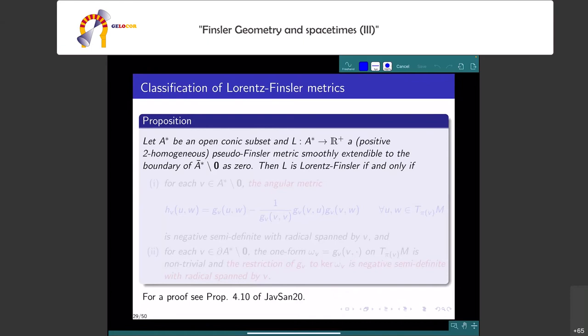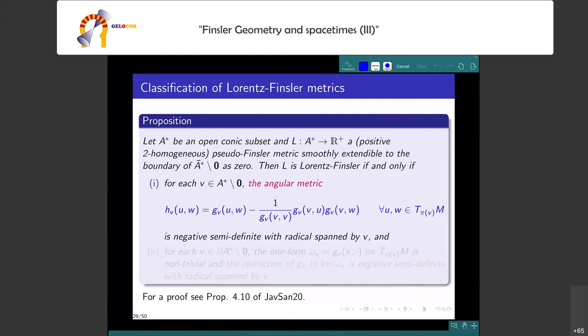Okay, so we have given many examples, but the point is: is it possible to characterize all the examples of Lorentz Finsler metrics? The answer is yes. And the first tool to do that is this proposition, in that basically, if you want to check that the Lorentz Finsler metric is of index type, the only thing that you have to do is to compute the angular metric, which is defined like this, where gb is the fundamental tensor. And then you have to check that this is negative semi-definite with radical spanned by b. It is always easier to check that something is negative definite or positive definite than of Lorentzian type.